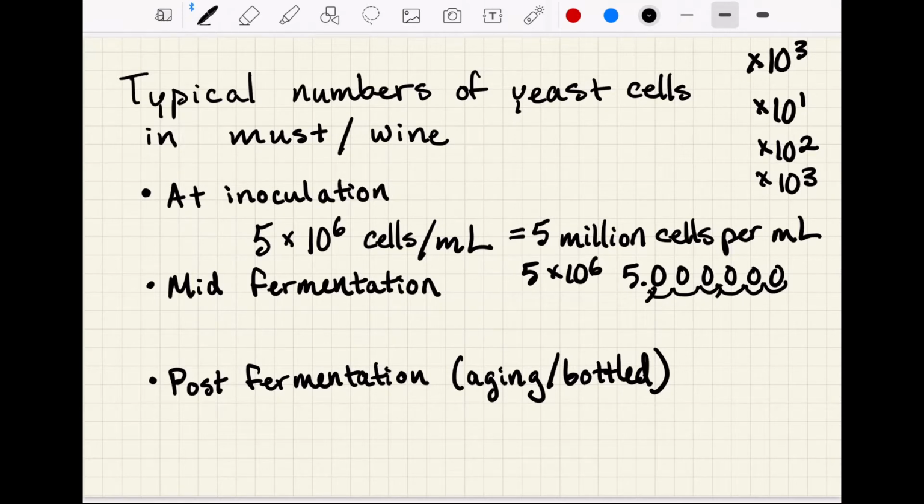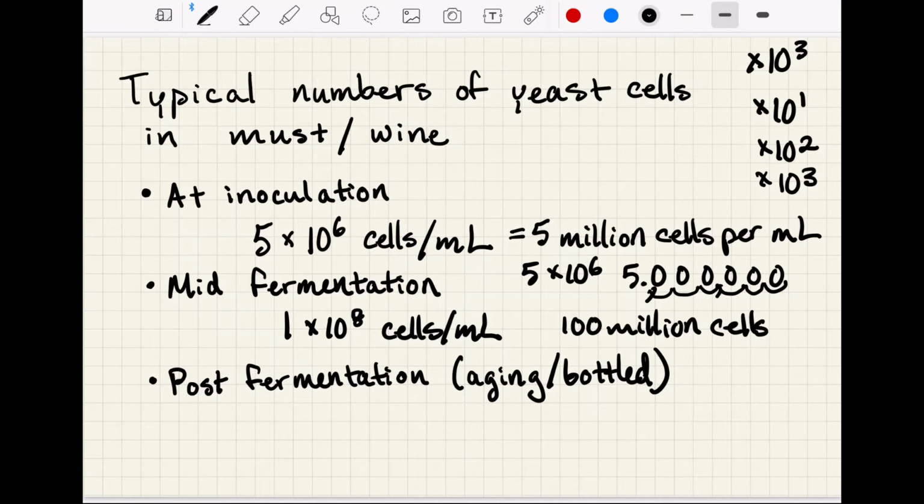And then during fermentation, around the peak of fermentation, we typically see something like 1 times 10 to the 8th viable yeast cells per mil. So we're talking about something like 100 million cells per mil.